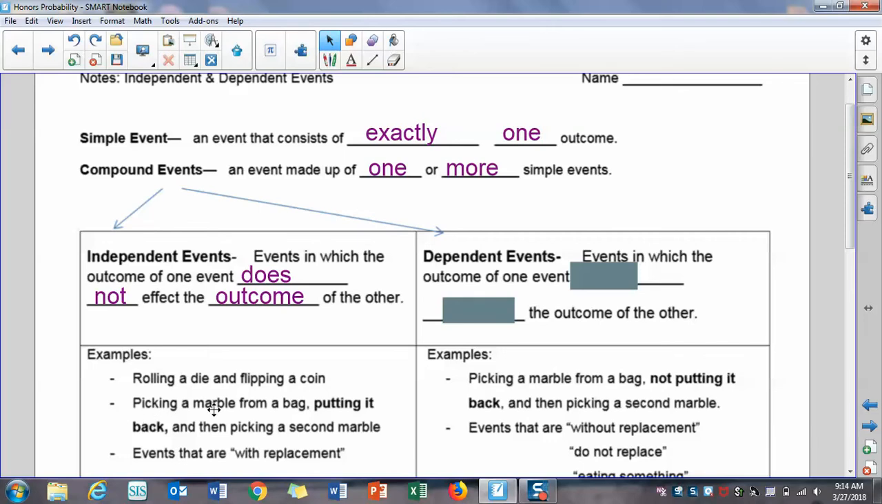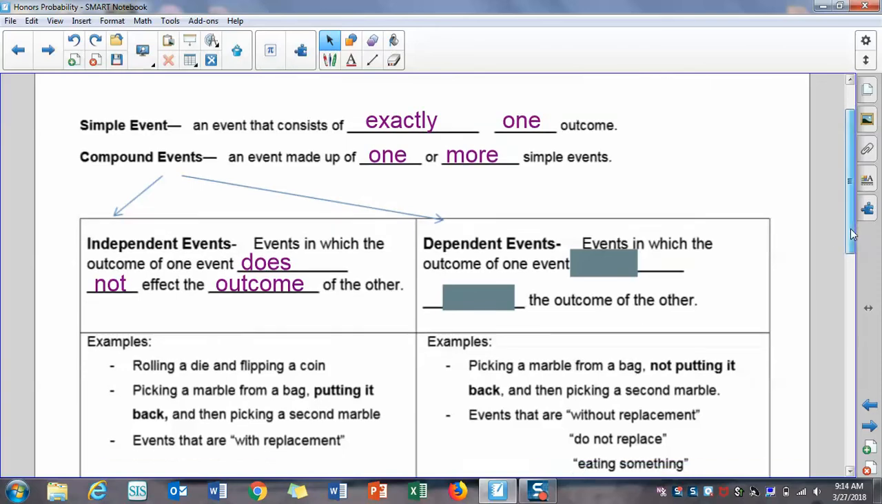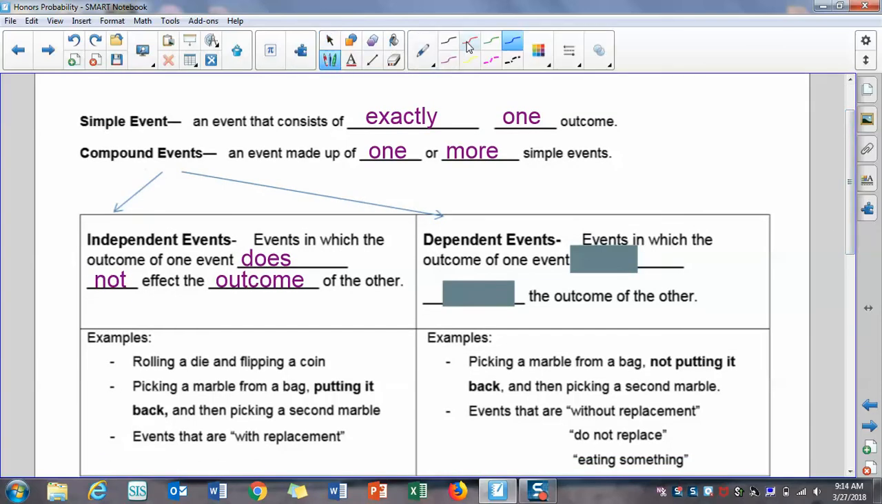Picking a marble from a bag, putting the marble back, and then picking a second marble. That doesn't change anything because the number of marbles every time you pick out is going to remain the same, because you are returning the marbles back to the bag. And then the key phrase you want to think about is going to be events that are with replacement. So again, if we replace something, we are putting it back and the total number of options that we have remains the same. So those are all examples of independent events.